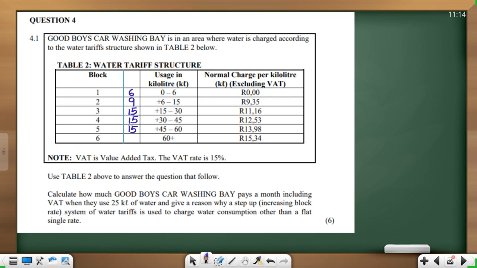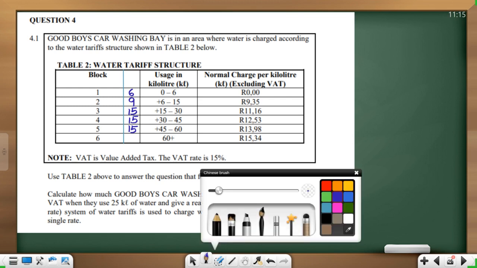Now, use the table above to answer the following. Take VAT, the value rate is 15%. Calculate how much Good Boys Car Washing Bay pays a month, including VAT, when they use 25 kiloliters of water. And give a reason why a step-up system of water tariff is used to charge water consumption other than a flat single rate. Okay, this will allow me to explain a few things. Now, let's start.